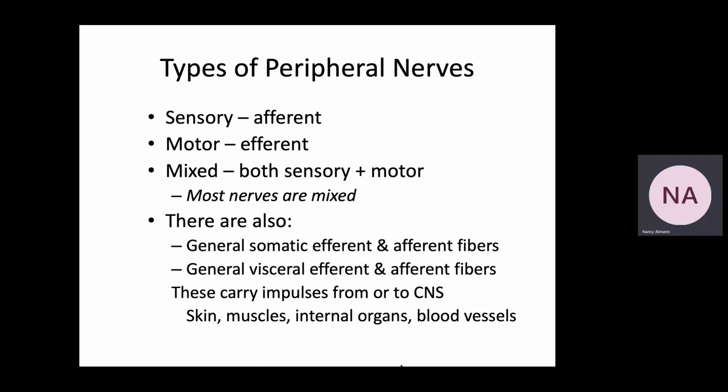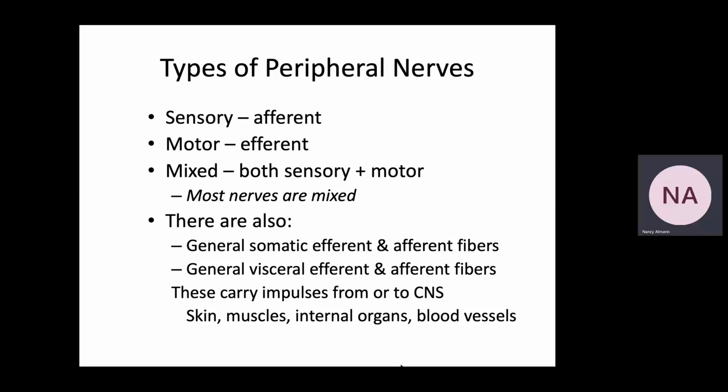In the peripheral nervous system, there are 3 types of nerves. Sensory afferent, motor efferent. Those will be various cranial nerves. For example, a sensory afferent cranial nerve is the olfactory nerve, cranial nerve 1, or the optic nerve, cranial nerve 2. Motor efferent nerves that are cranial nerves are, for example, the oculomotor nerve, cranial nerve 3, or the trochlear nerve, cranial nerve 4. Most nerves are going to be mixed nerves. So the spinal nerves that we talk about will be mixed nerves. That means they carry both sensory and motor information.